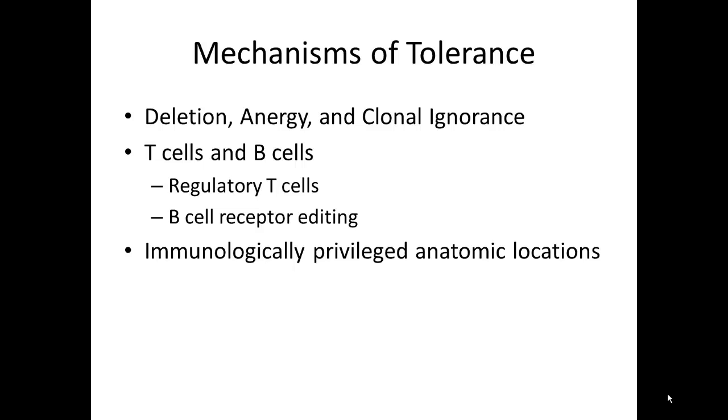Now we'll move on to mechanisms of tolerance, and the key things to keep in mind are that autoreactive lymphocytes can suffer deletion, in which case they basically die or are killed. They can become anergic, in which case they still recognize but they do not respond to the antigen. And lastly, clonal ignorance, where they don't even, so to speak, become aware of the material that they ought not to respond to.